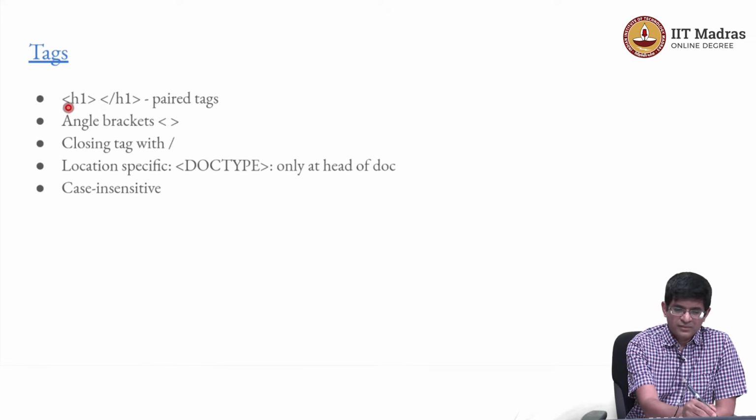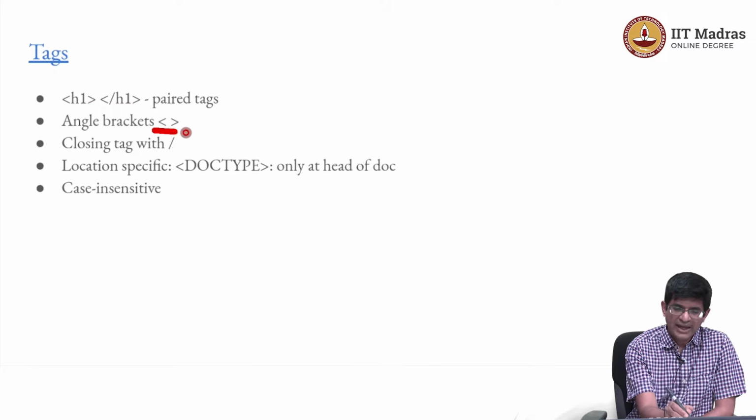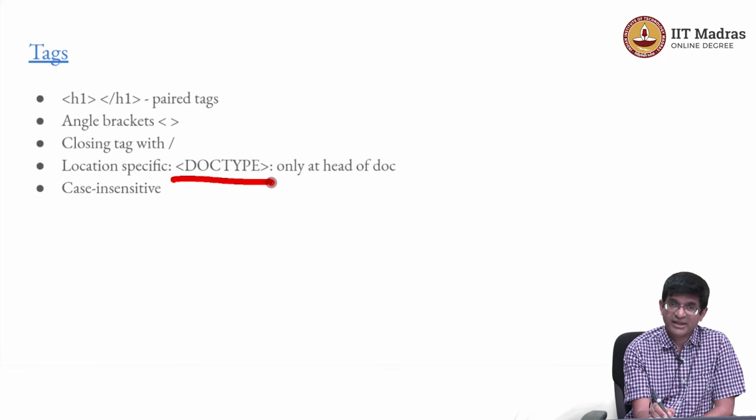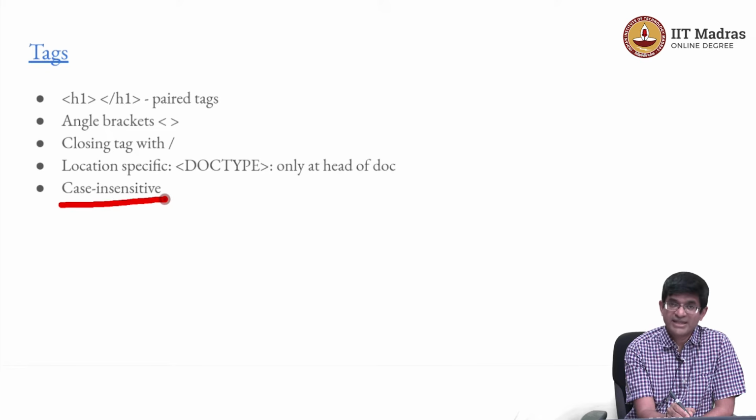So we always have paired tags like this, right? H1 is always matched with a /H1. The angle brackets are used in order to indicate tags, and the closing tag, as you can see, usually has a slash associated with it. Okay. Some of the tags are location specific. For example, the doctype tag only makes sense at the pretty much the first line of the document, right? One other thing is that all of these things are usually case insensitive.